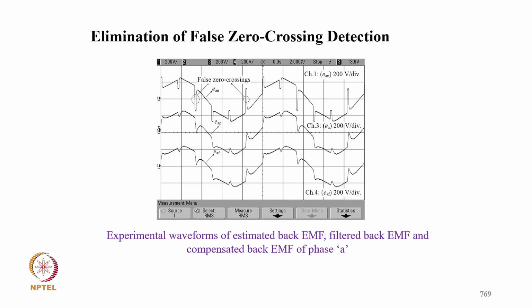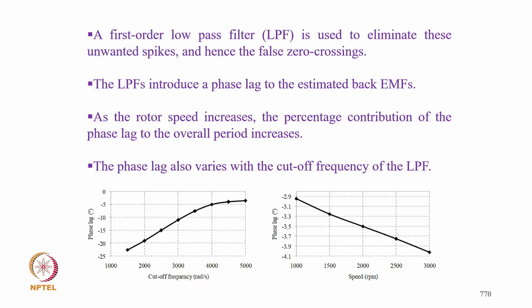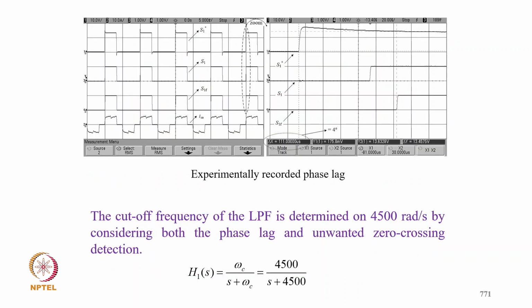And you can see how the zero crossing is detected in the back EMF, and then how the fundamental comes after this. The first order low pass filter is used to eliminate unwanted spikes and hence the false zero crossings, but low pass filters introduce a phase lag in the estimated back EMF, and as the rotor speed increases, the percentage contribution of the phase lag to the overall period increases. So the phase lag also varies with the cutoff frequency of the LPF. Here the cutoff frequency of the LPF is determined, and you can see how the signals are.